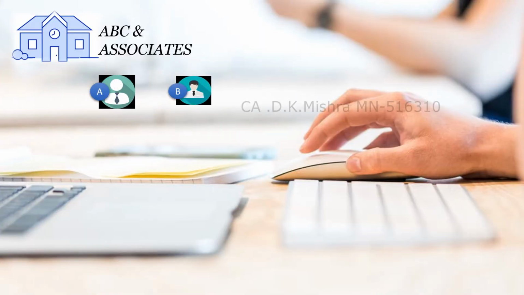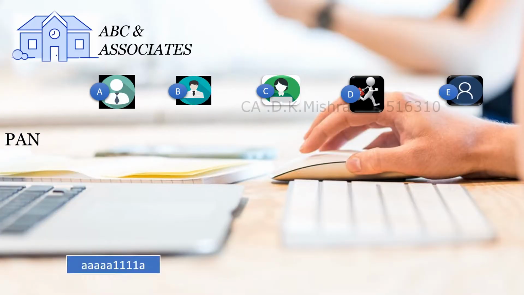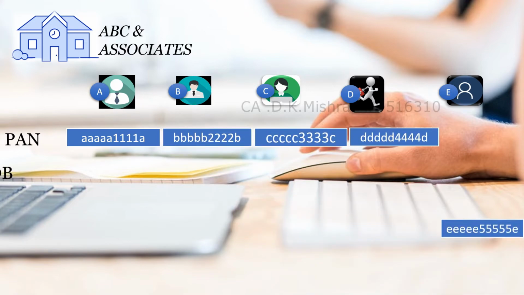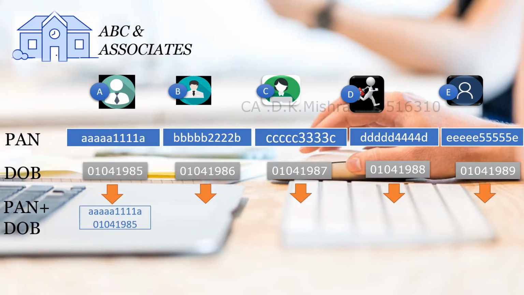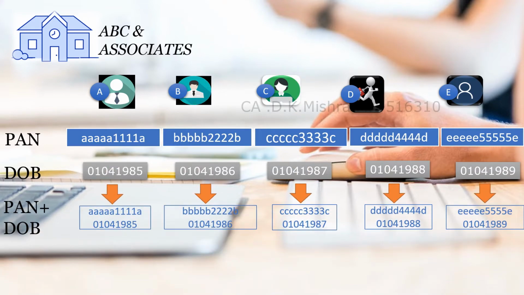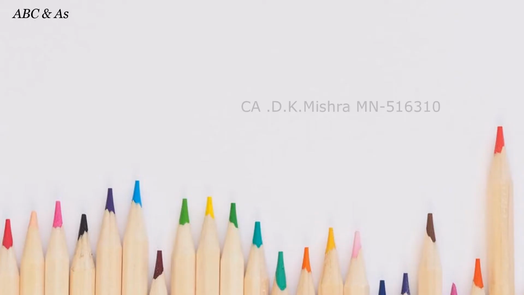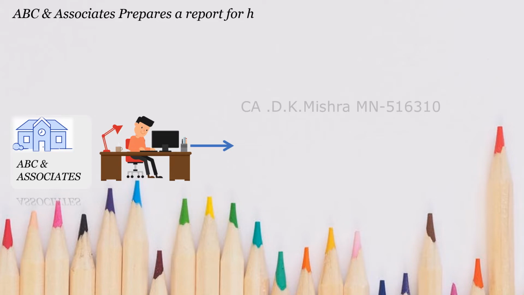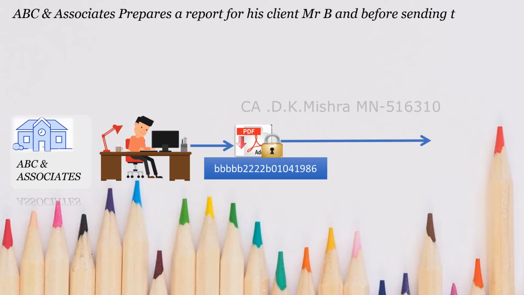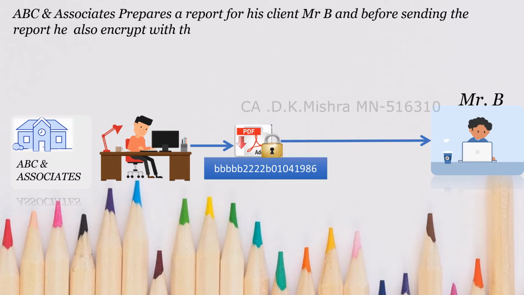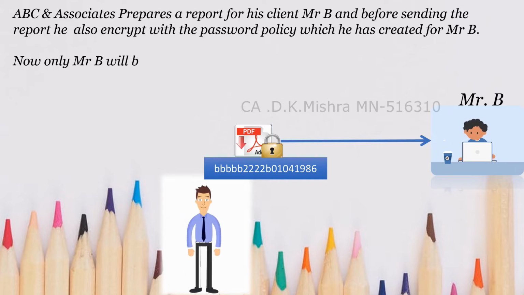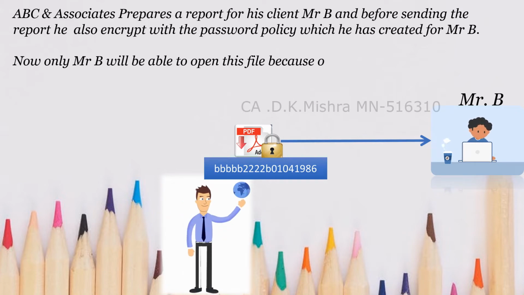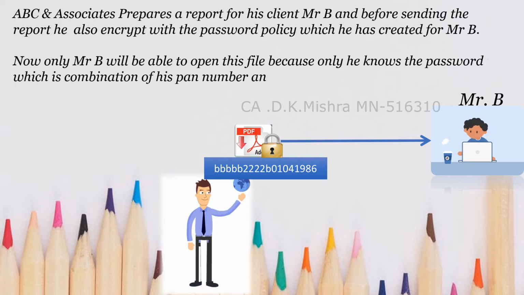For example, ABC and Associates is having 5 clients. In that case, they can create 5 different and unique password policy for their client, with the combination of 1 or more unique fields. Say for example PAN number and date of birth. Let's take an example, in which ABC and Associates prepares a report for his client Mr. B, and before sending the report, he also encrypts it with the password policy which he has created for Mr. B. Now, only Mr. B will be able to open this file, because only he knows the password, which is combination of his PAN number and date of birth.